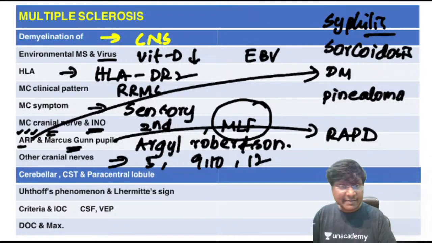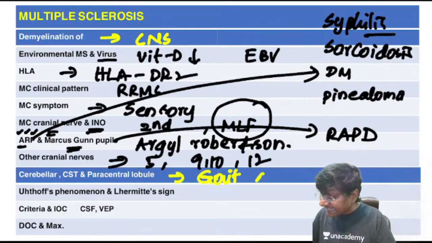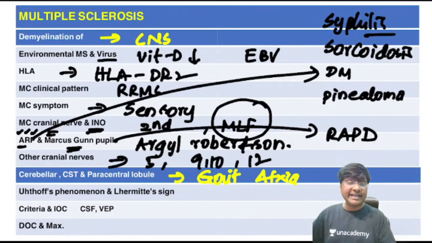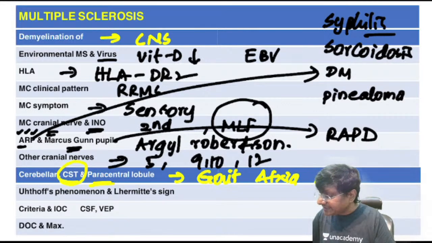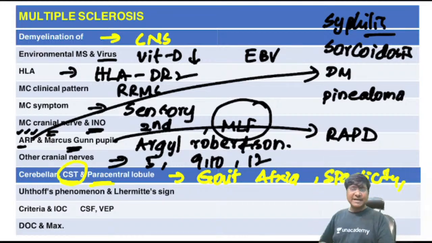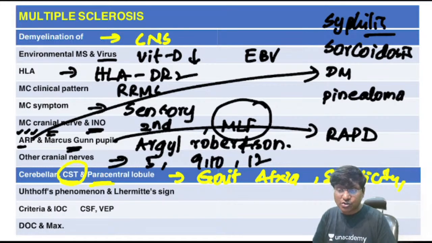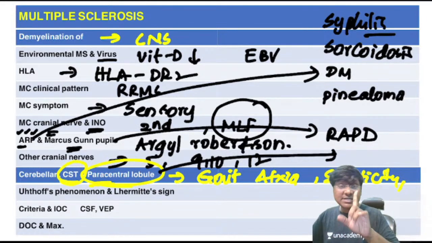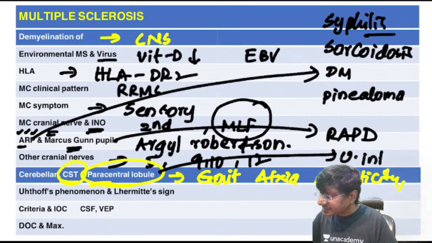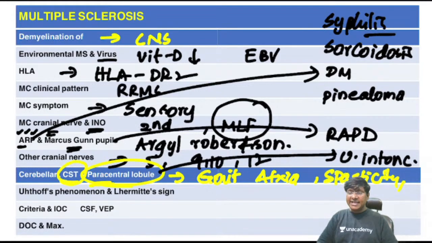In this individual, the cerebellum is also being affected, due to which there will be gait ataxia. Next, there is also corticospinal tract involvement. Because of the corticospinal tract involvement, there can be spasticity. Then the paracentral lobule is also affected. So when there is involvement of the paracentral lobule, what do you think will be the manifestation? There will be urinary incontinence.